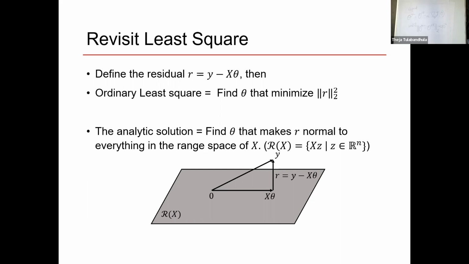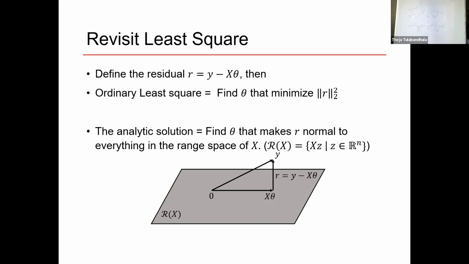Because remember, this range space is all vectors that can be produced by hitting some vectors with X. If y also belongs to this range space, then you can actually find a theta for which X theta is equal to y. But y generally will not belong to the range space. y will be somewhere outside. And that's why you can't just solve the system of equations, because it's overdetermined.